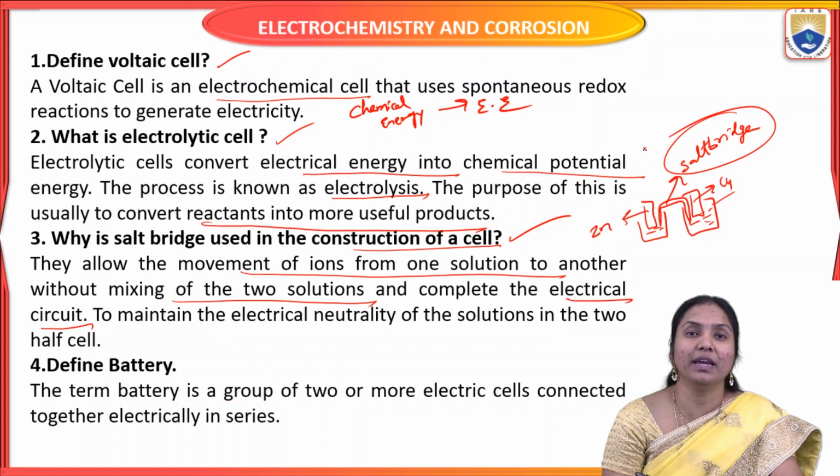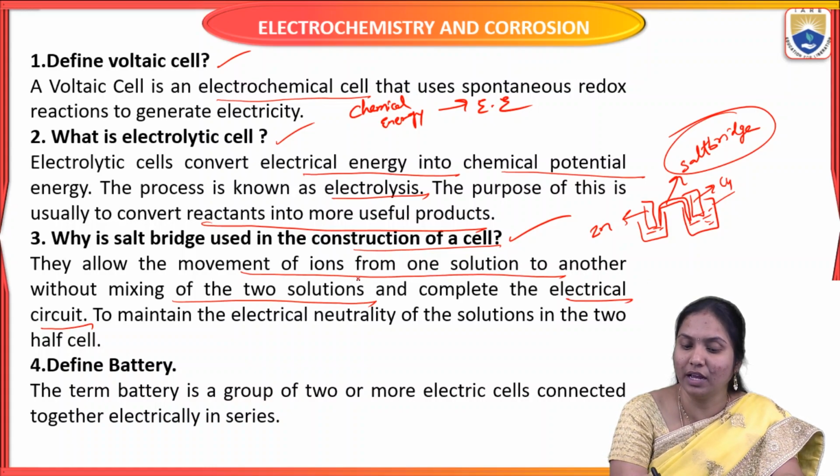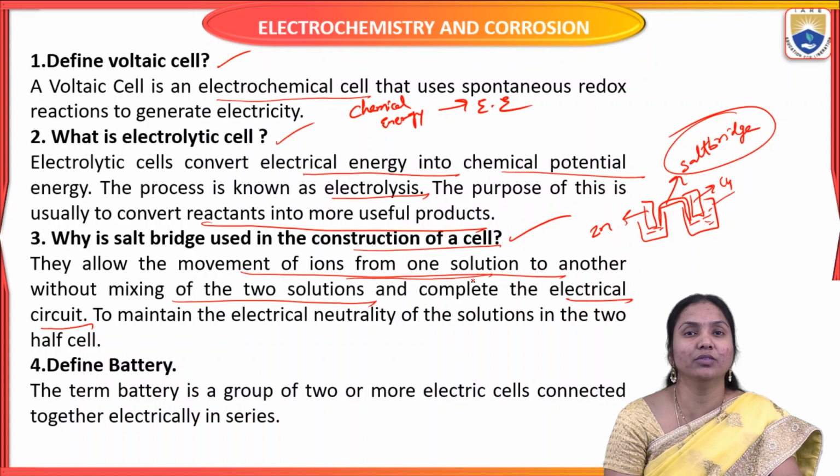This salt bridge is mainly used for the movement of ions from one solution to another solution, and also to maintain the electrical neutrality of the solution in the two half cells. That is the main use of a salt bridge. It maintains electrical neutrality in between two half cells and allows the movement of ions from one half cell to another half cell.